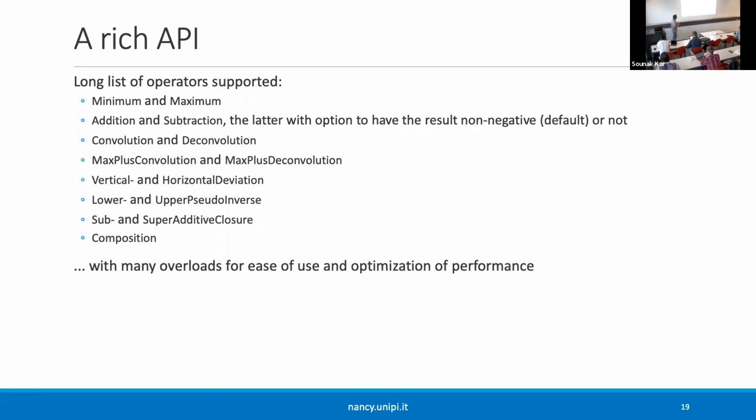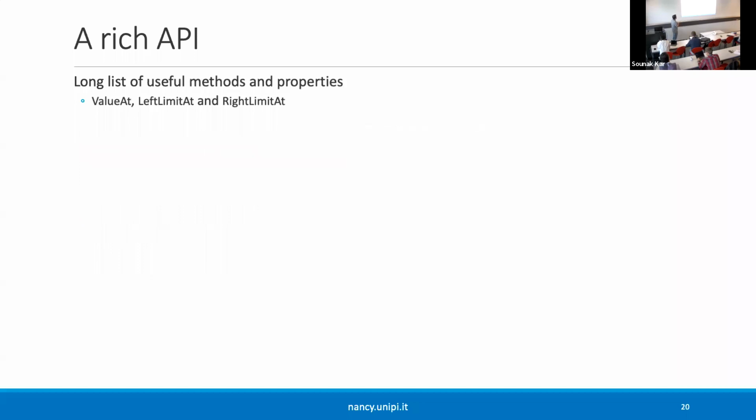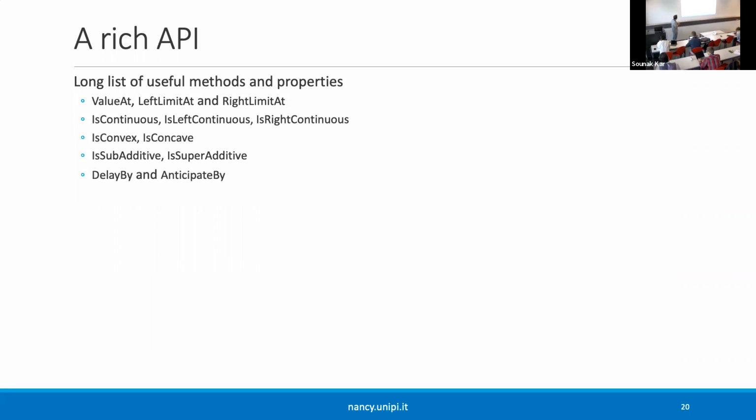One example I've shown is the addition that, of course, supports both having two operands, but also a list of operands, and does it in a single call. The rich API also includes many methods and properties, many of which I already showed. Computing the value at or near a point in time, checking for continuity, for convexity or concavity, subadditivity or superadditivity, but also some common modifications that we may often do with curves.